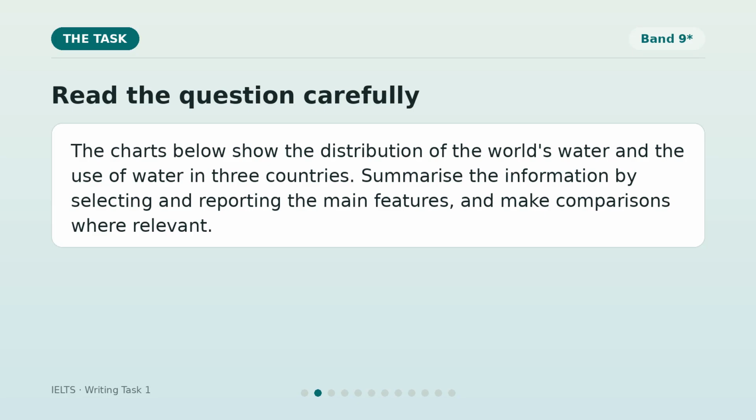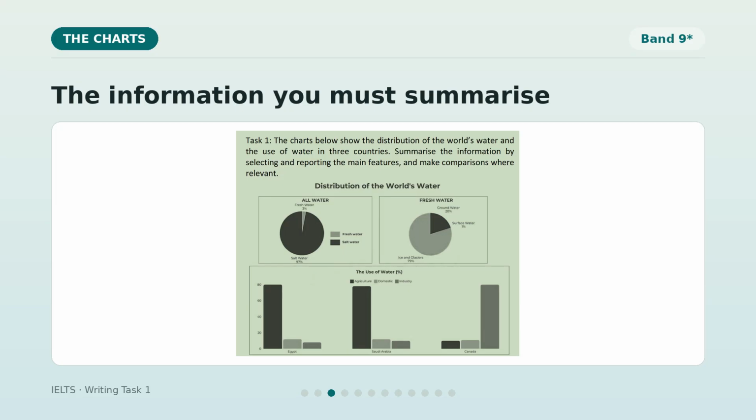Here is the task. The charts below show the distribution of the world's water and the use of water in 3 countries. Summarize the information by selecting and reporting the main features, and make comparisons where relevant. Take a moment to study the charts. There are 2 pie charts showing how the world's water is distributed, and a bar chart showing how water is used in 3 countries: Egypt, Saudi Arabia and Canada.